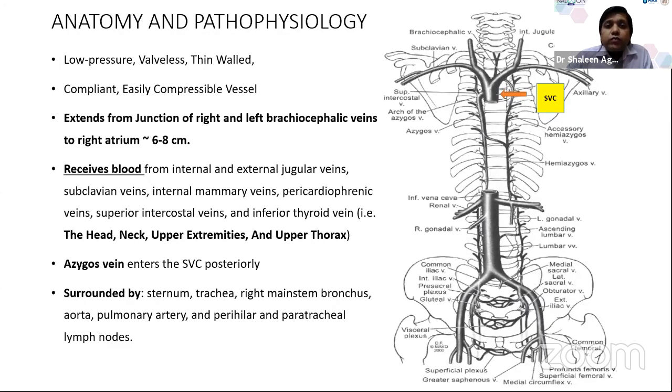The SVC is most prone to obstruction because it is a low pressure, valveless, thin walled vessel which is compliant and easily compressible. It receives blood from both right and left brachiocephalic veins, and it leads into the atrium. It is 6 to 8 centimeters in length, and it receives blood from the head, neck, upper extremities, and the upper thorax region. Superiorly, it is entered by the azygous vein, which forms a tributary in case of an obstruction, and it is surrounded by tough structures such as the sternum, trachea, right mainstem bronchus, and aorta, which do not allow it to expand in case of an obstruction.